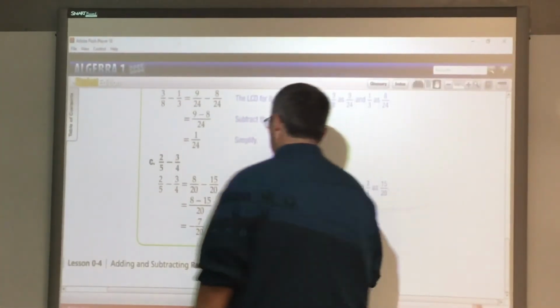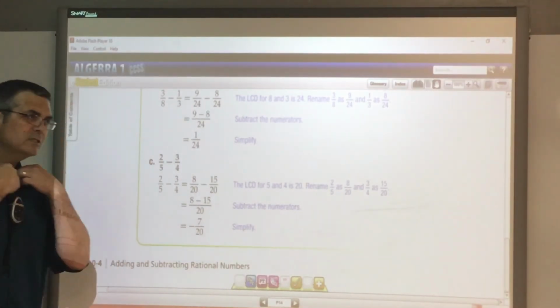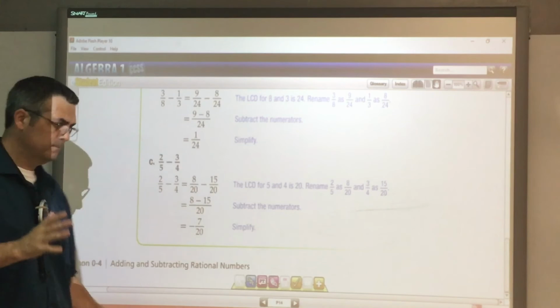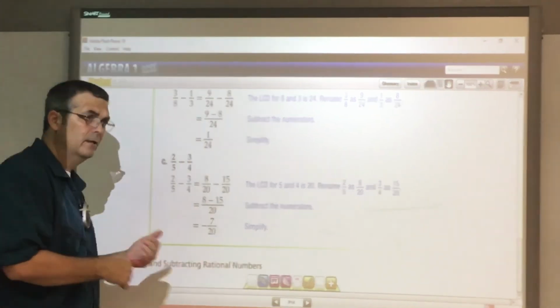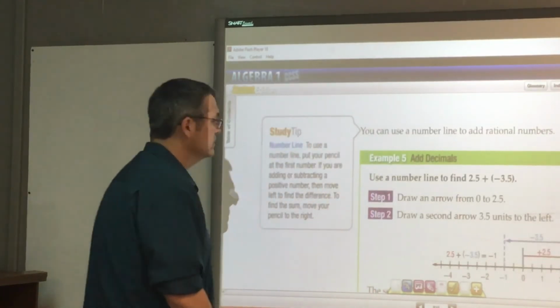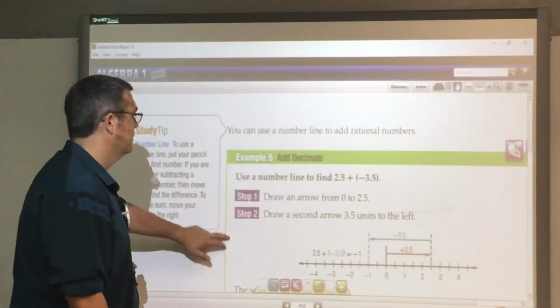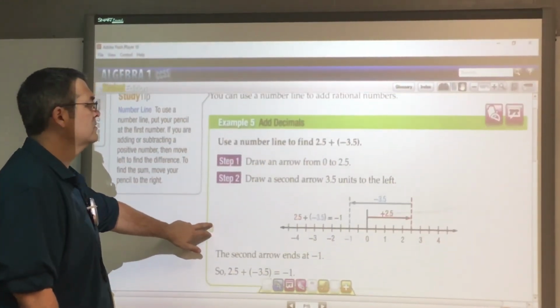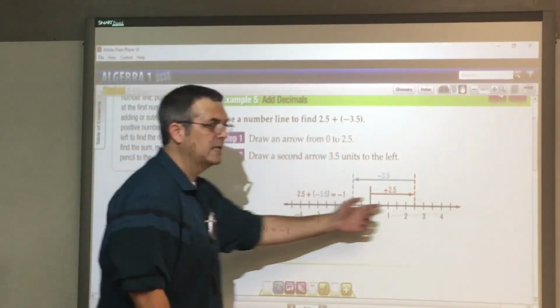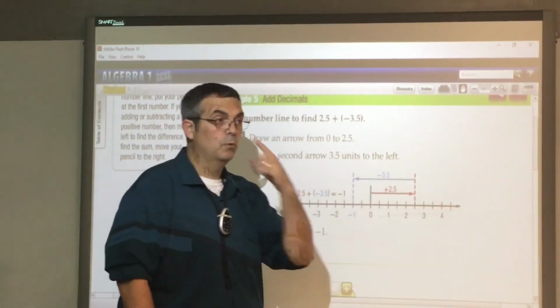All right, so one last, a few other things. We got decimals that we need to go through. Again, just like the fractions, this is a review. You should know how to do this, but we're just clarifying it, getting you to remember how to do these things. Let's deal with some decimals. All right, so here, use a number line to find 2.5 plus negative 3.5. Don't use a number line, guys. You already understand this concept, or at least you should at this point.